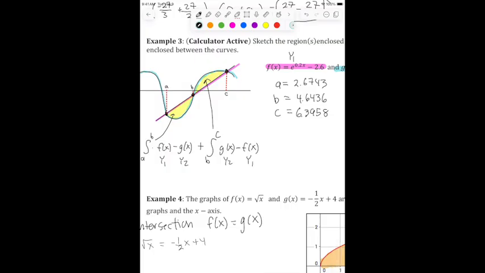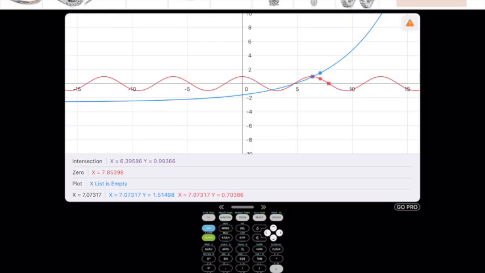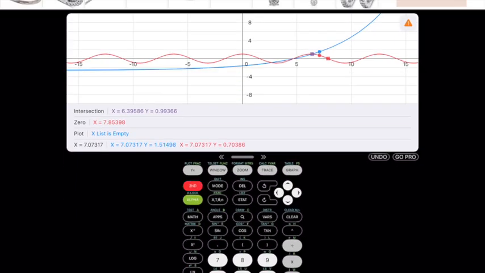And now we just need to type this in as an integral. We do have to plug in these values for a, this value for b when we're doing the integral, and we can use y1 minus y2, and then we're going to add the integral from b to c, with those being our values for b to c, and then we're going to do y2 minus y1. So let's go back to our calculator.